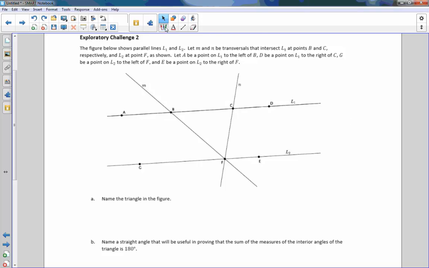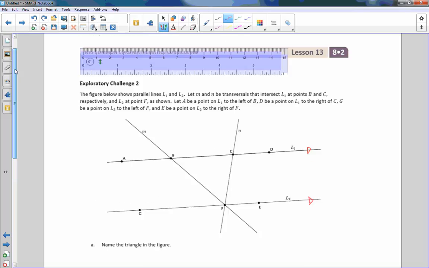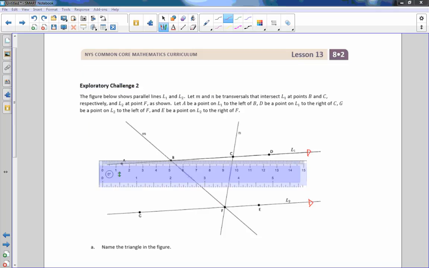Okay, here's exploratory challenge number 2. It says the figure below shows parallel lines L1 and L2. I always like to label my diagram, so I'm going to put a little boxed-in arrow. Now I know L1 and L2 are parallel. Let M and N be transversals. I'm going to color code these just so we can see them better.